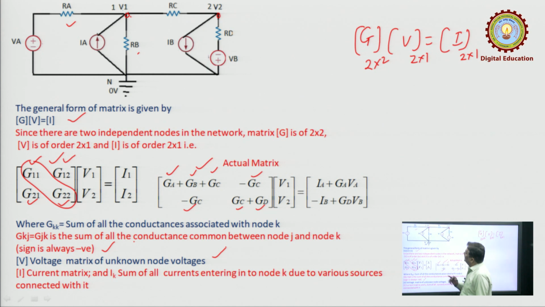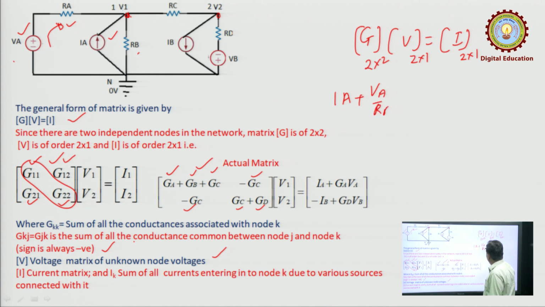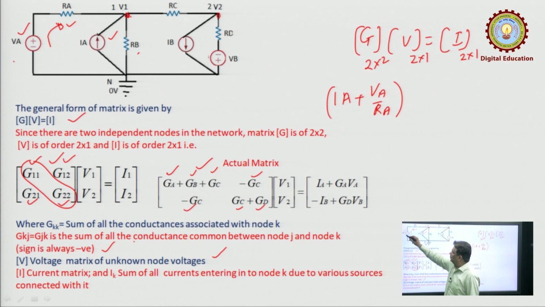Let us see how many sources are directly connected to node 1. This is one current source and this is a voltage source. The current source is supplying a current of 1 ampere. So, the contribution made by this current source is 1 ampere, and the current contribution made by this voltage source, because this source will supply current like this, is VA upon RA. So, there are two currents entering into this node because of the two independent energy sources.